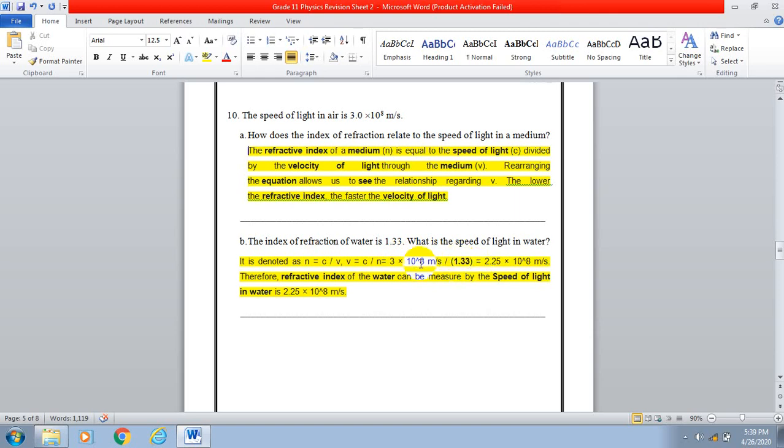1.33. Look at it, we are going to put the value: this is the c value, 3 × 10^8 meters per second, divided by n, which is given to us as 1.33. Okay, refractive index is what? 1.33. So it is equal to 2.25 × 10^8 meters per second. Therefore, the speed of light in water is 2.25 × 10^8 meters per second. Understand? Got the idea?